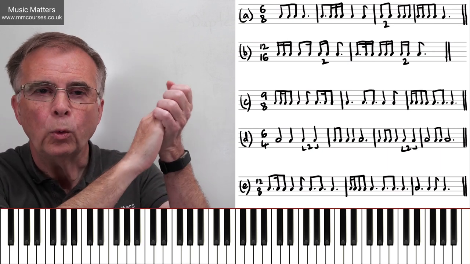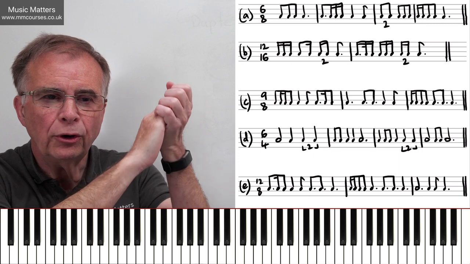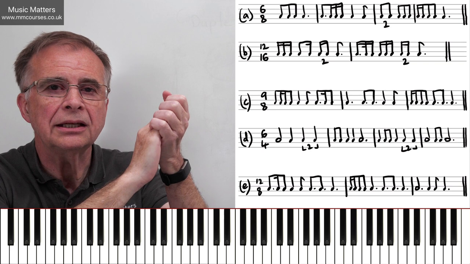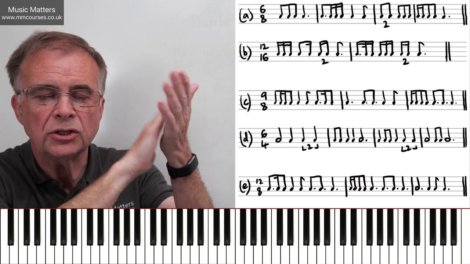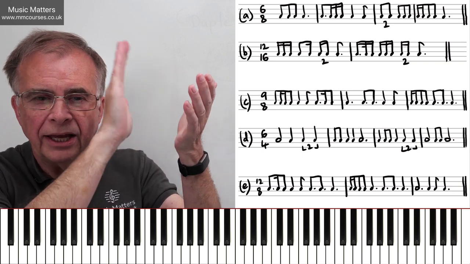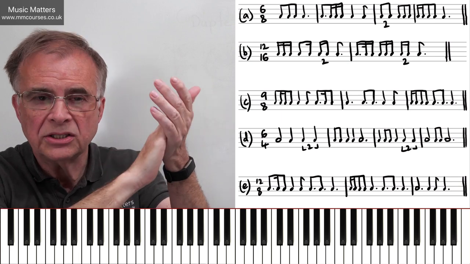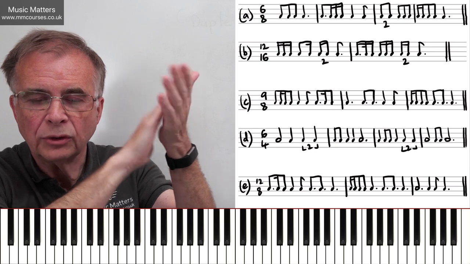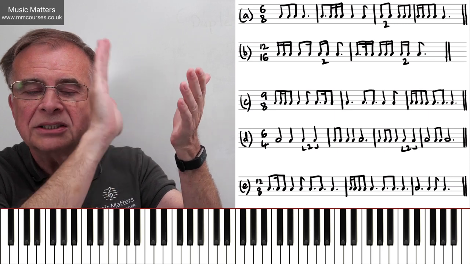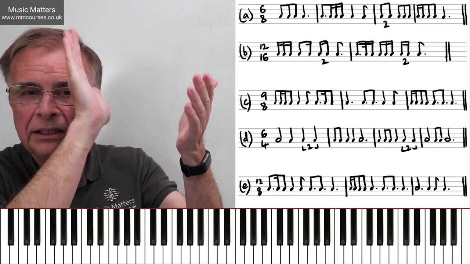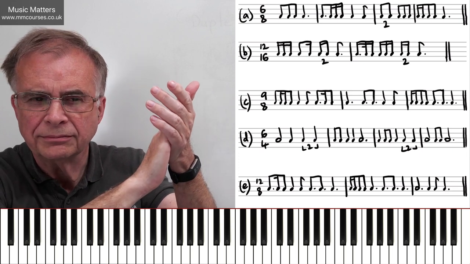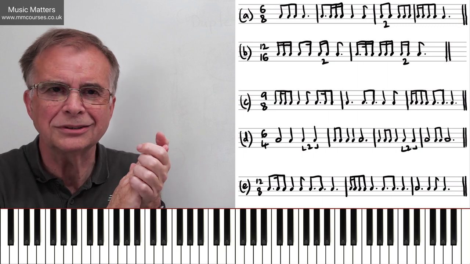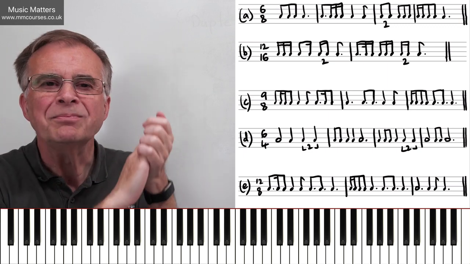1, 2, 3, 4, 5, 6, 7, 8, 9, 10, 11, 12. 1, 2, and 3, 4, 5, 6, 7, 8, 9, 10, 11, 12. Okay, beginning to get a feel for these duplets. Tricky things, aren't they? Let's have another go.